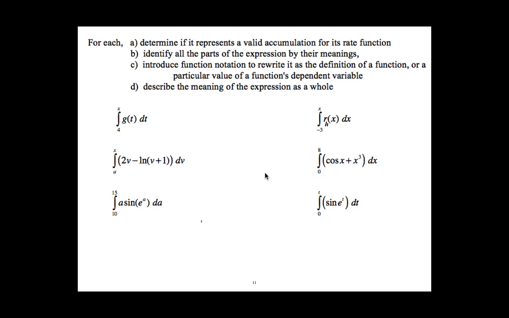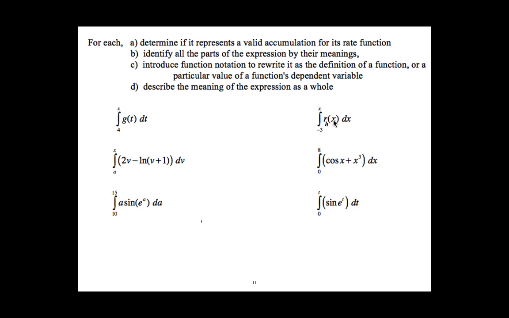And let me just point out this one here. R sub h of x dx. So I've got something that's just function notation here. But okay, so let's say that this is an exact accumulation function. It tells me how h changes. This is the rate of change function for a function h. And I let it accumulate from -3 through x.